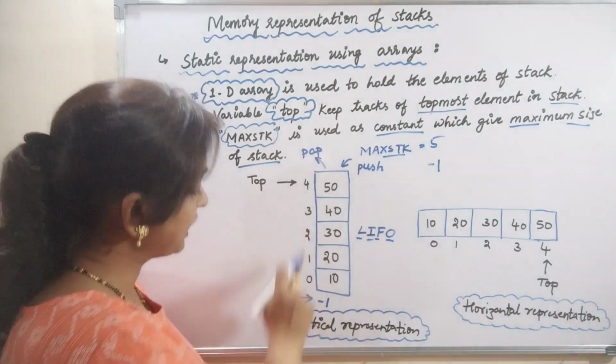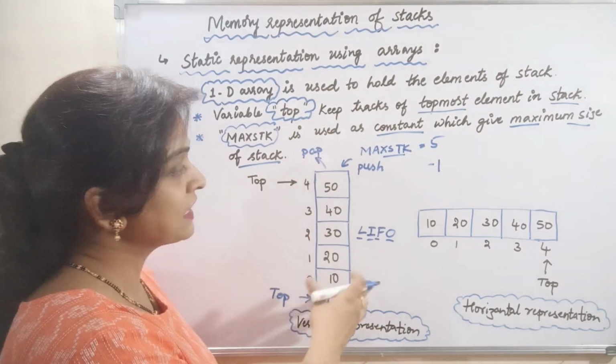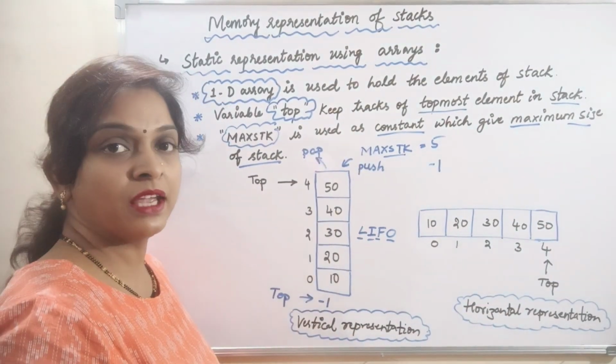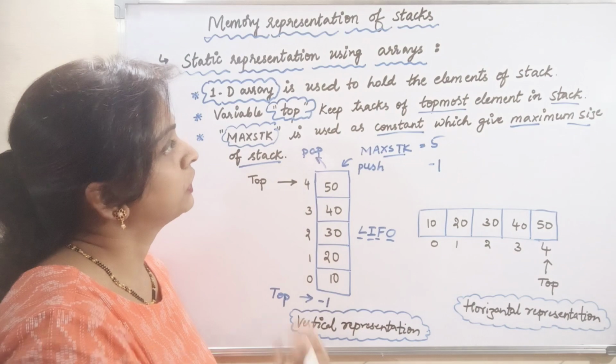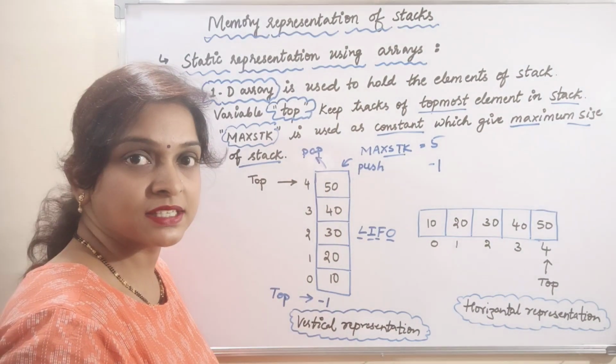When the top pointer equals minus 1, the stack is empty. So I can analyze that in the horizontal fashion also, or it can be in the vertical fashion also. So this is the static representation using arrays.